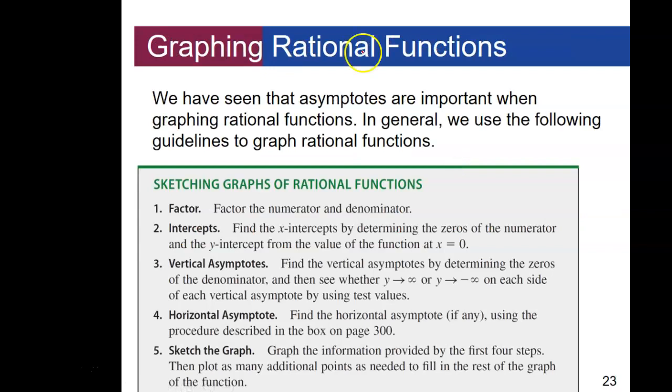Okay, so when you go to sketch your rational functions and put it all together, you want to factor if it's not already factored, find your x and y intercepts, find your vertical asymptotes, find your horizontal asymptotes, and then basically try to use those characteristics to sketch it all together.